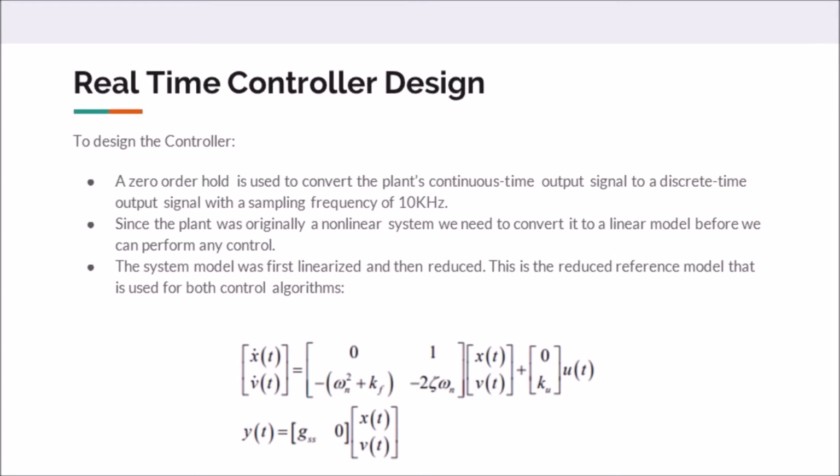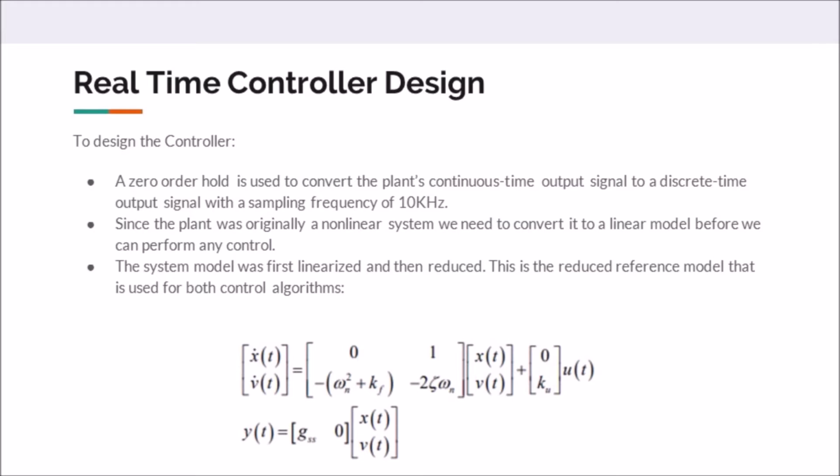Now let us talk about the controller. But before that, we have another very important item that we need to discuss, and that is the zero-order hold. The zero-order hold is a mathematical model of the practical signal reconstruction done by a conventional digital-to-analog converter. It describes the effect of converting a discrete-time signal to a continuous-time signal by holding each sample value for one sample interval.